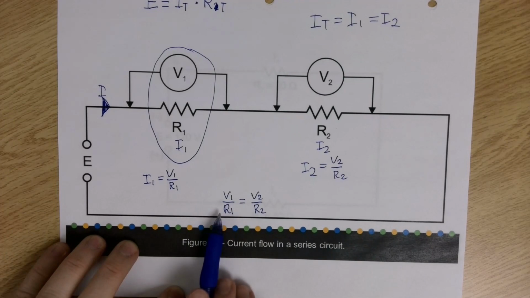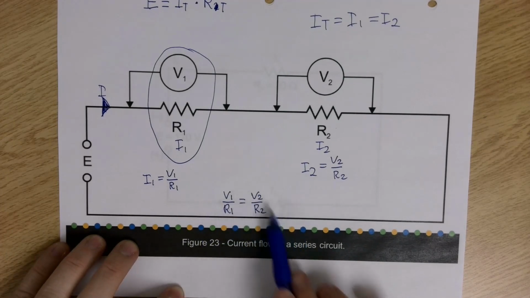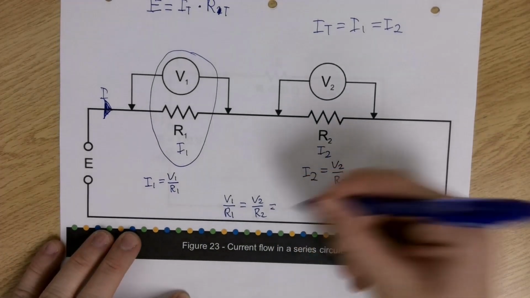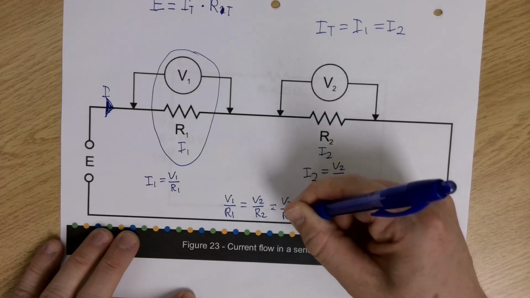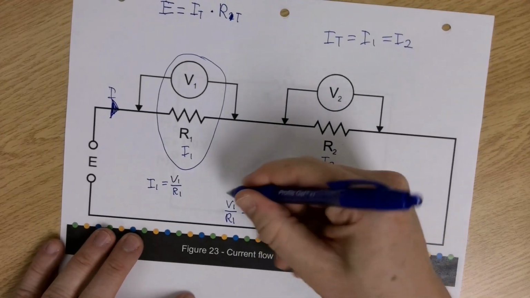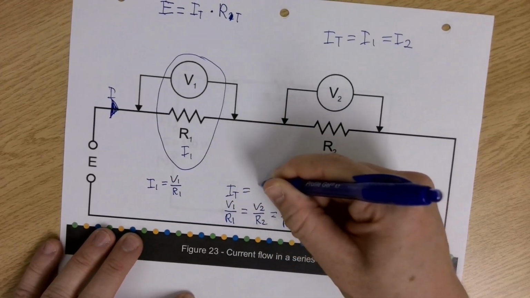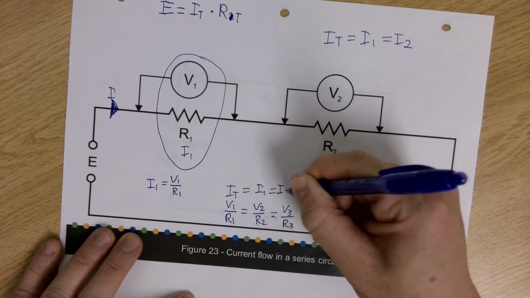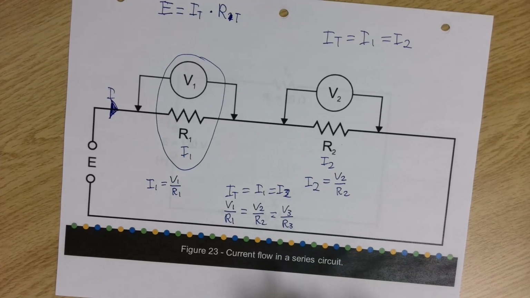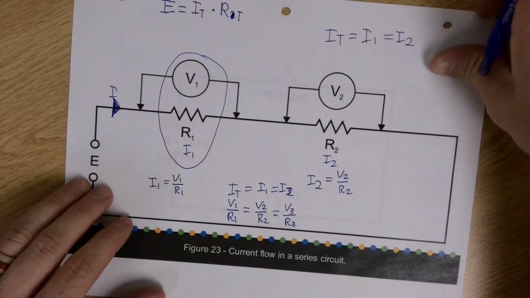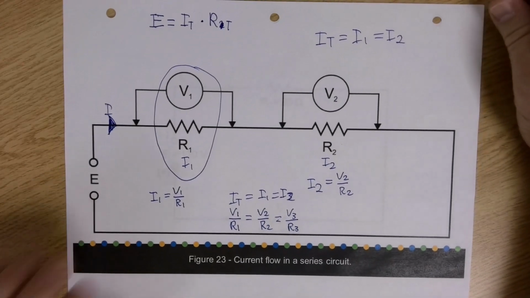It's saying that V1 over R1 is equal to V2 over R2, and if there was another resistor in this circuit, we would be saying that V3 over R3 is equal to the same thing, because I total equals I1 equals I2, pardon me, which would be equal to I3 as well if there was this third resistor, right? So that's your voltage divider rule. That's an important one to remember. It's going to help you save time when you're solving these series circuits.